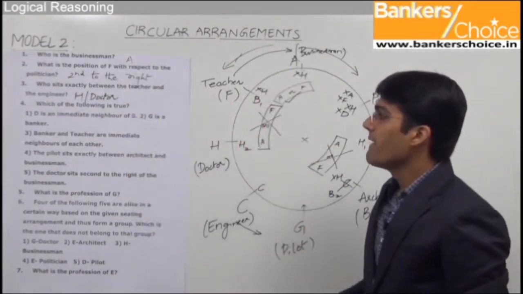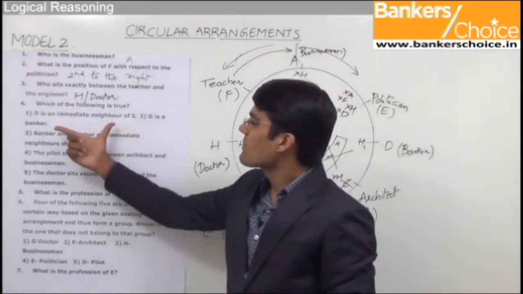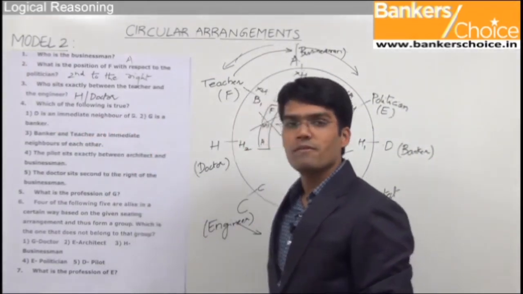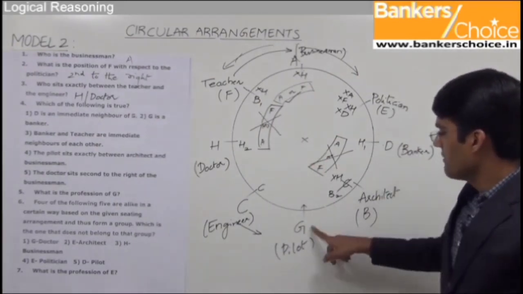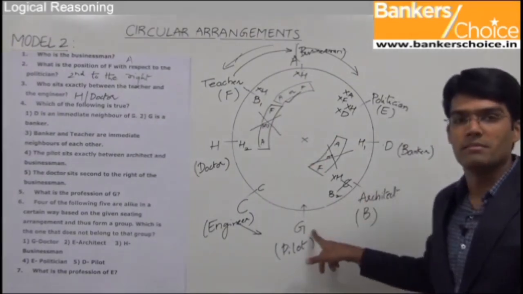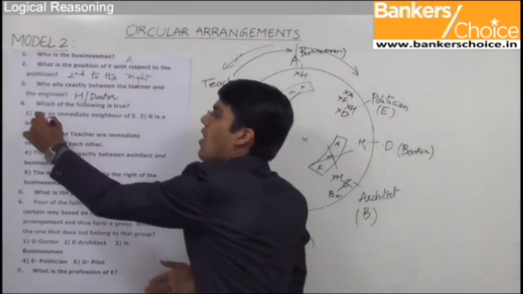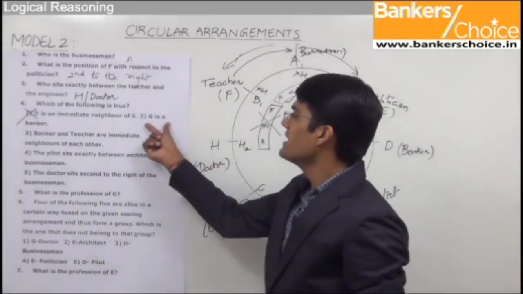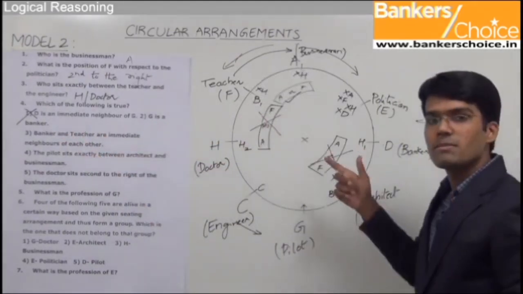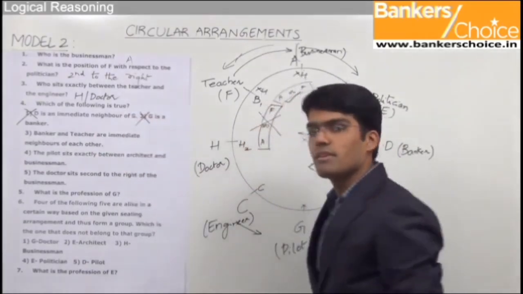The next question is, which of the following is true? If you look at the options, the first option is D is an immediate neighbor of G. So if you look at the positions of D and G, we know that they are not the immediate neighbors, as there is one person between D and G. So we can say that option 1 is wrong. The second option is G is a banker. From the arrangement we know that G is a pilot. So we can say that even the second option is wrong.